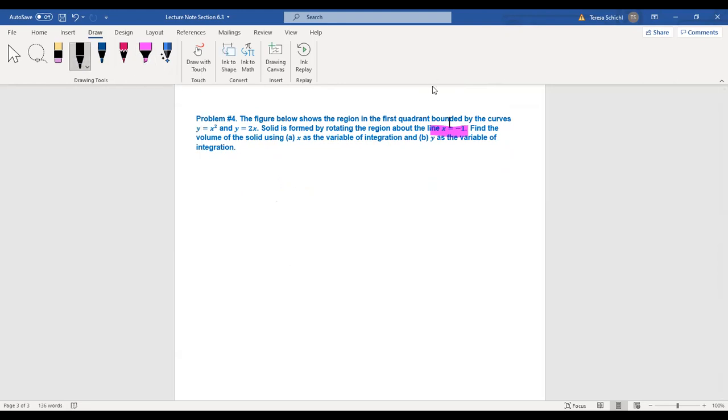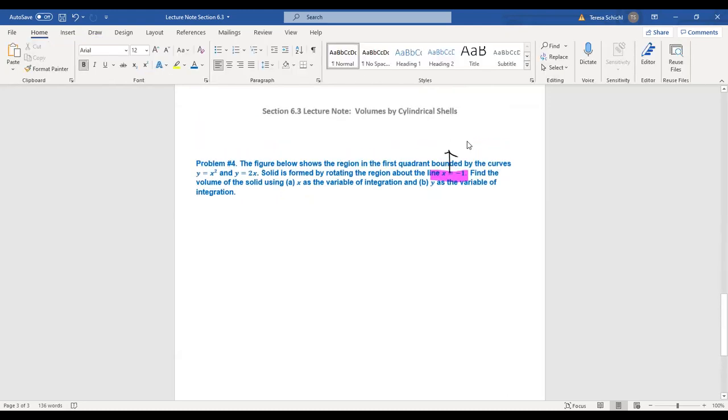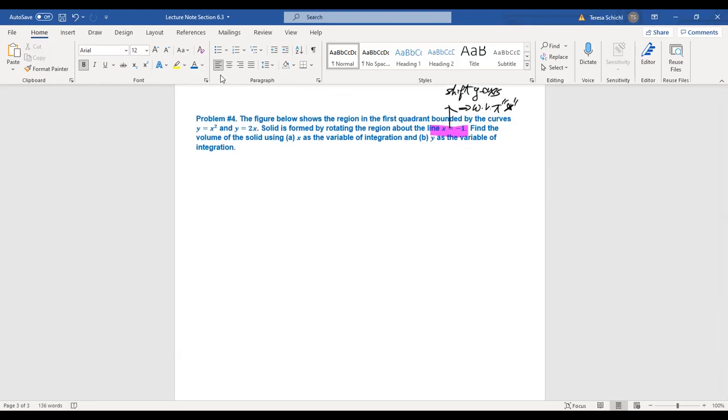Remember, that means if I'm rotating about the line x equals -1, it's a shift of the y-axis, correct? Then my integration will be with respect to x. So maybe this can help us set it up. The first thing is, they said to use the variable as the integration. So let's do the graph first.